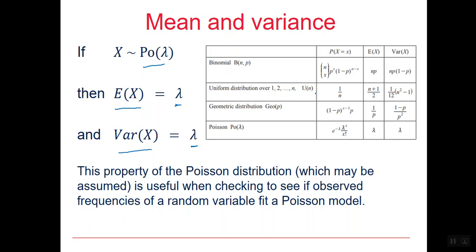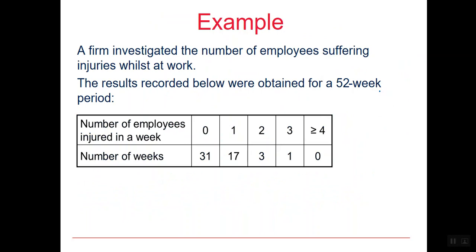So there's a table in your formula booklet, and you'll see in the Poisson row that you're told that the expected value is lambda and the variance is lambda as well. So as long as you know to look, it's there. Now let's consider an example. In this case, we have a firm that has investigated the number of employees suffering injuries whilst at work. And here we have the results for a 52-week period, so essentially a year.